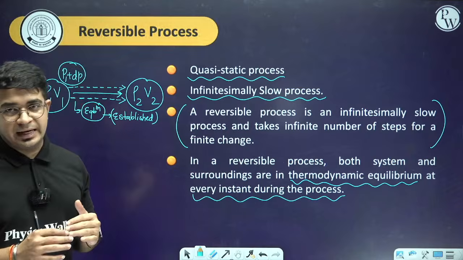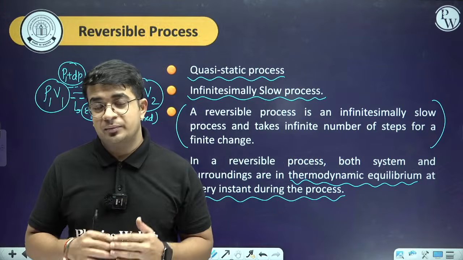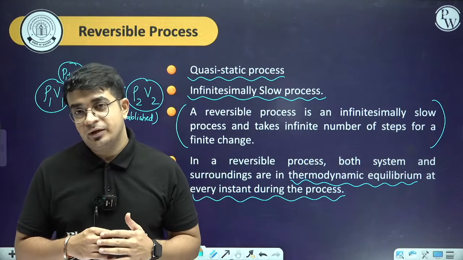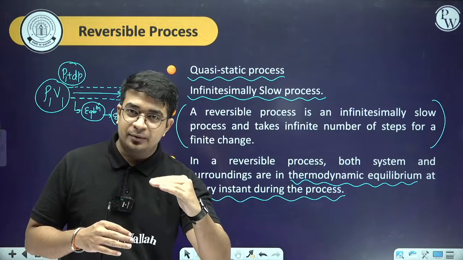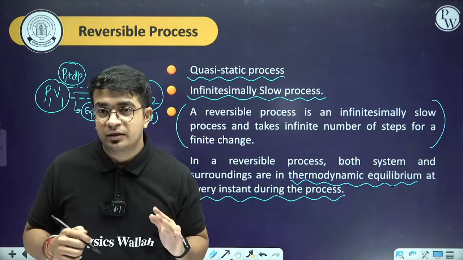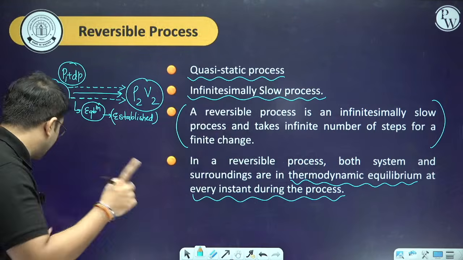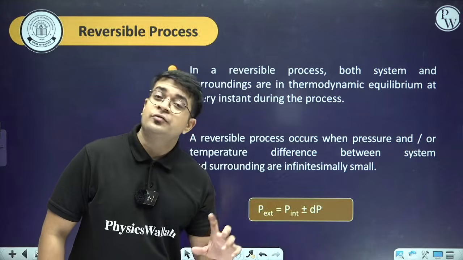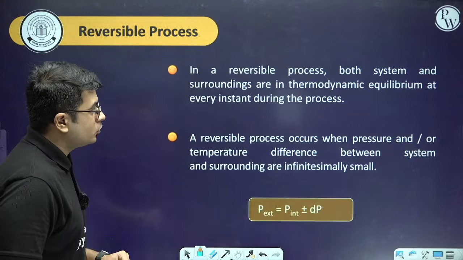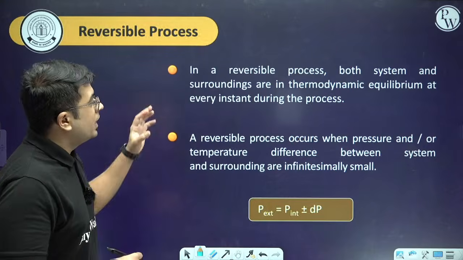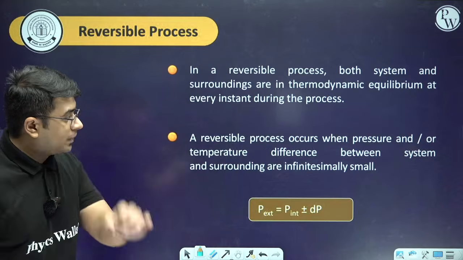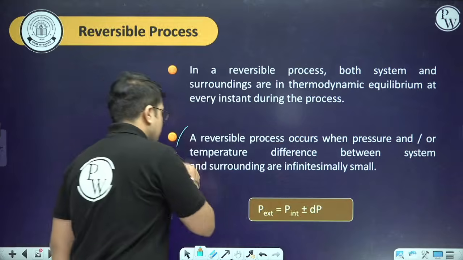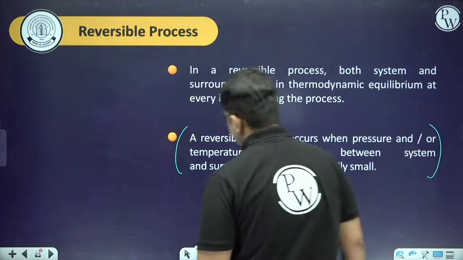And always remember, in that case there will be equilibrium established between system and surroundings every time the system achieves a state of equilibrium. At every step the system is in equilibrium with the surroundings. That is thermodynamic equilibrium. But that is not possible in irreversible processes, because there the change is very drastic. A reversible process occurs when the pressure or temperature difference between system and surroundings is very, very small. So I am changing the pressure, but the amount is very small.